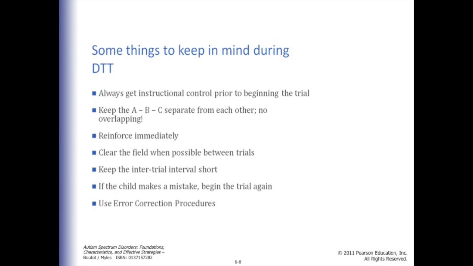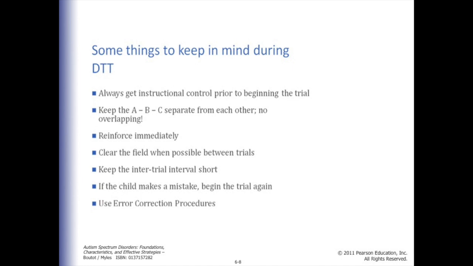I touched on a lot of these ideas in the last slide, so I'm not going to go over each of them in more depth, but these are just some important things to keep in mind when you're using DTT. One thing is to make sure you gain instructional control prior to beginning the trial. You want to keep the A, B, and C separate from each other. You don't want them to overlap, otherwise you might confuse the child.